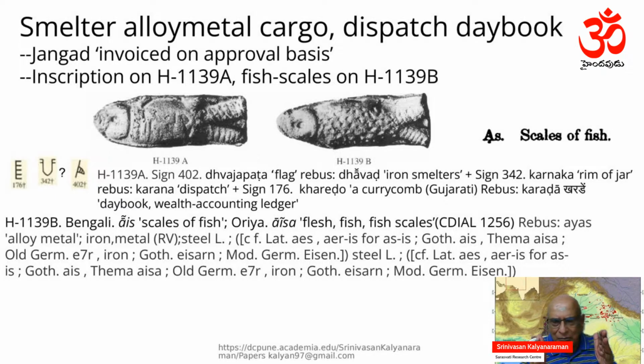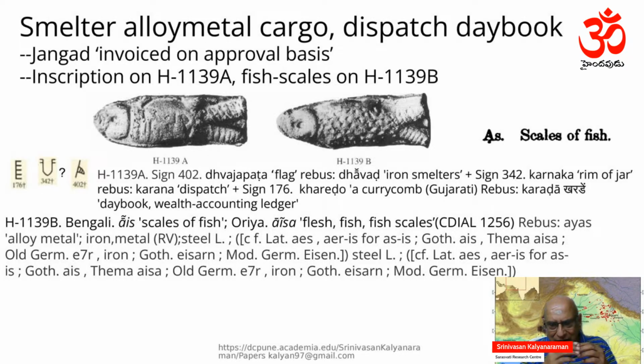Because clearly the rim of a jar is shown, sign 342, Karnaka, Karana, dispatch or trade, Karana, scribe or account. Then the Karicom, which the sign shows, perhaps Karado, Karicom. Similar sounding word, Karada, a book or wealth accounting ledger. Then the fish scales we have seen, eyes, scales of fish in Bengali, Aisa, fish, flesh, fish scales, Korea.